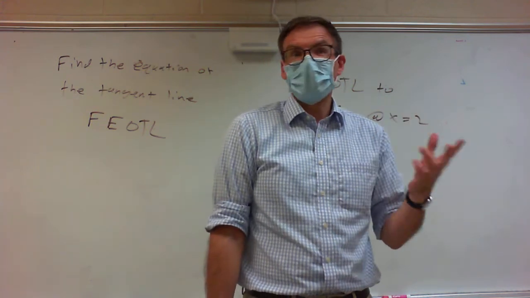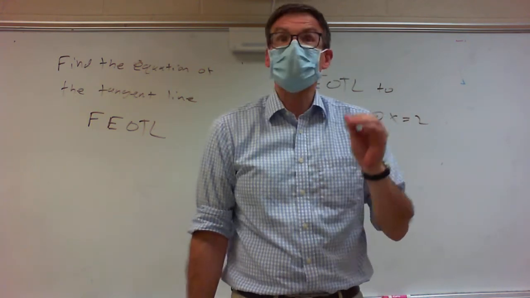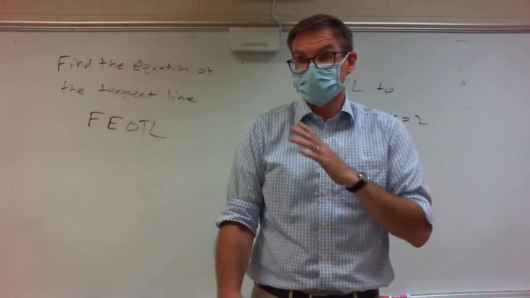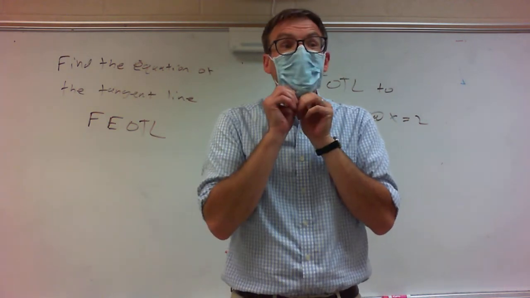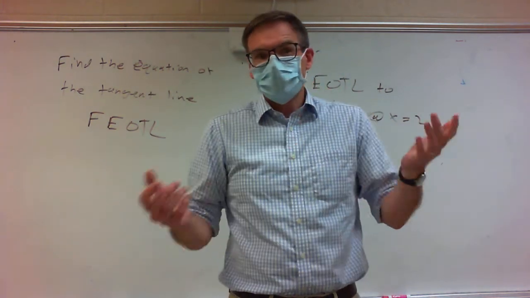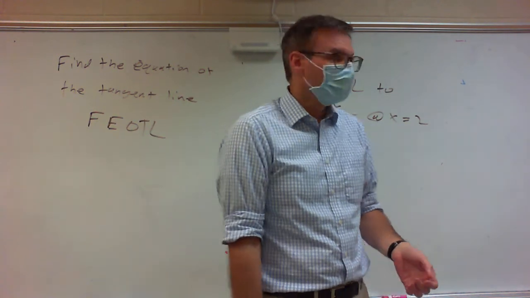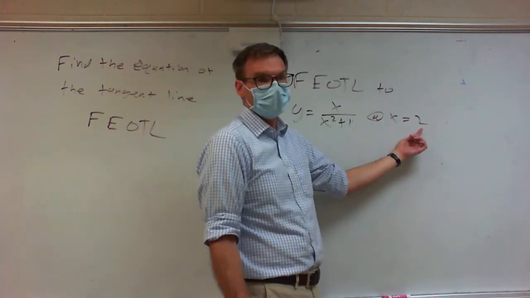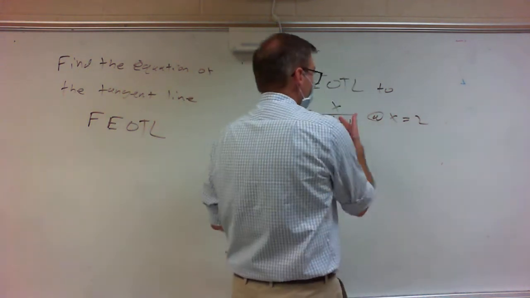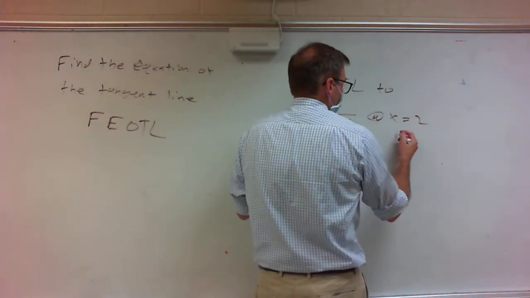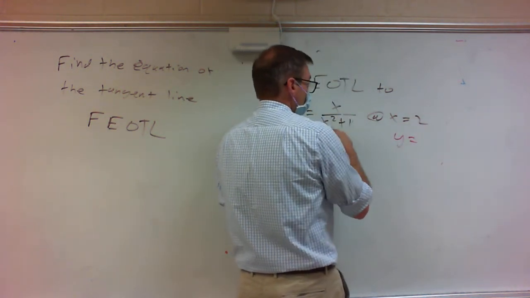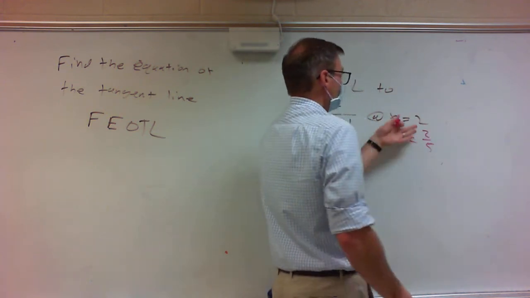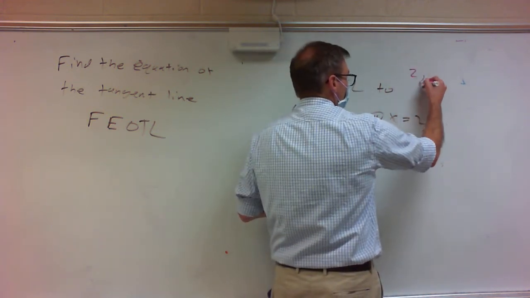Whenever you're asked to find an equation of a line, and you will be asked many times in this course, you go, all right, I need a point and a slope. Right? Well, to find the point, if I give you the x value, it's pretty easy to get the y value, just plug it in. So if I plug it in, it's going to give me 2 over 5. So I have the point 2 comma 2/5.